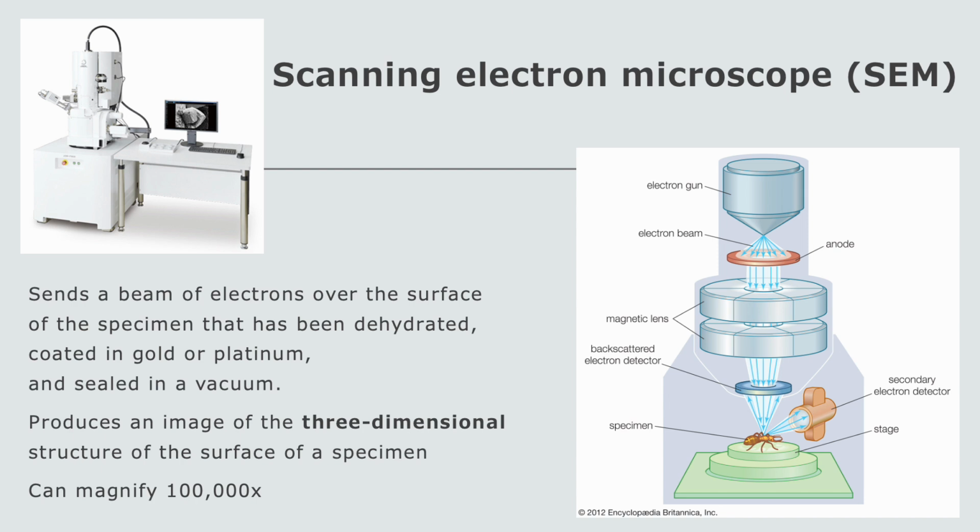The scanning electron microscope, known as a SEM, it's going to send a beam of electrons over the surface of the specimen that has been dehydrated and then coated in gold or platinum and sealed within a vacuum. This is going to produce an image that is three-dimensional. This way they're able to look at the structure and surface of the specimen. A scanning electron microscope, or SEM, is able to magnify up to 100,000 times.